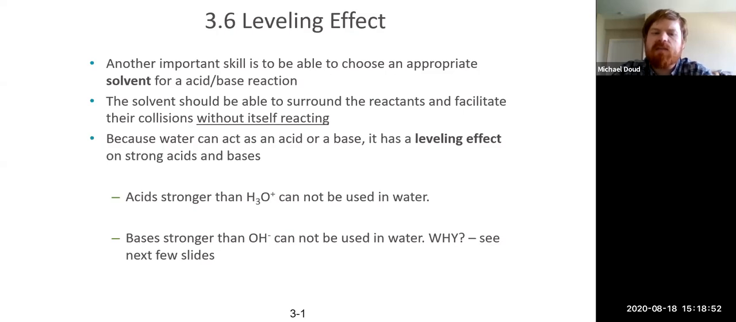Same as with bases that are stronger than hydroxide. So if we have a really strong base, like NH2-, for example, we put it into water expecting it to do a reaction. What actually ends up happening is that NH2- deprotonates water and forms the hydroxide ion. And so we don't have our strong base anymore. It's actually reacted with the solvent. So that's what we call the leveling effect.